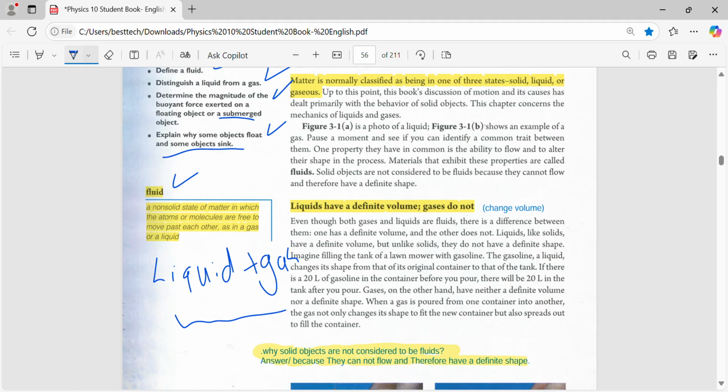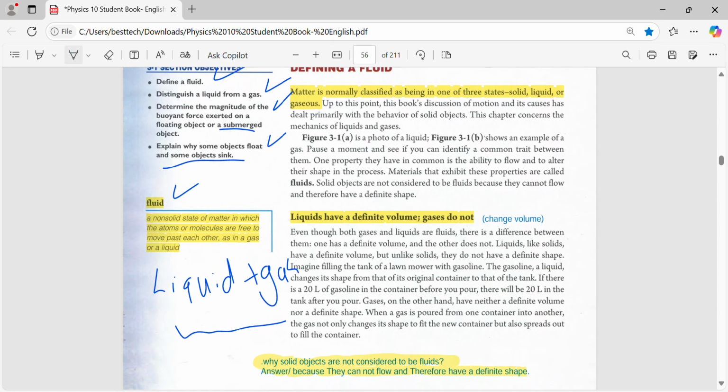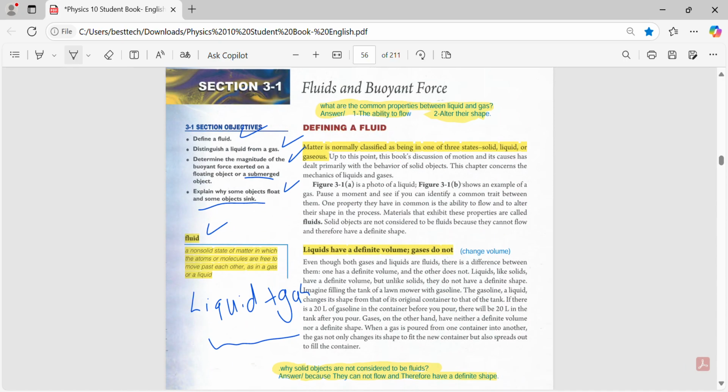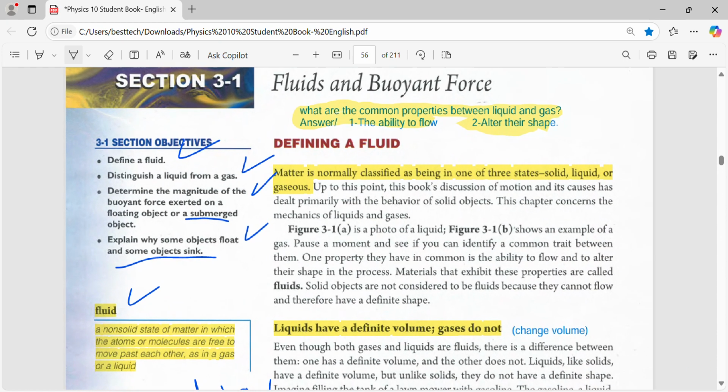A non-solid state of matter in which atoms are moving past each other, are free. So understand that fluid covers both liquid and gas in general. When the liquid and the gas are mixed, it's called fluid. We have a question here. Before explaining the question, look at this note: matter is normally classified as being in one of three states: solid, liquid, or gas.